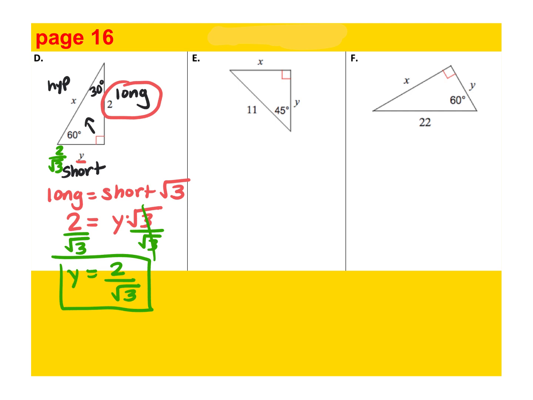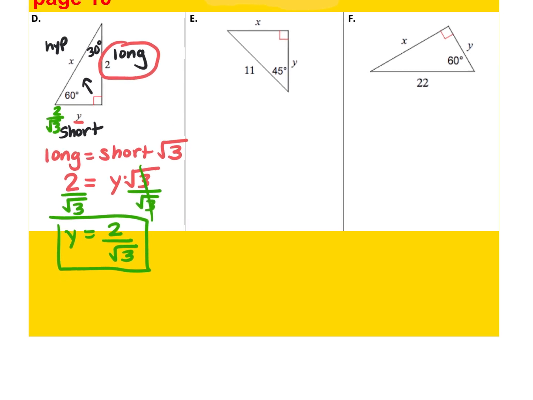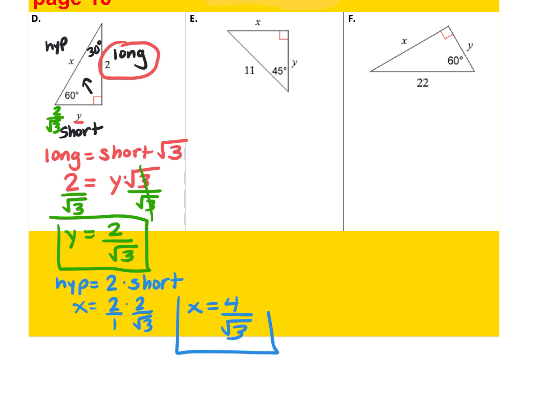Now, to finish it up, let's go ahead and calculate the hypotenuse. The hypotenuse in a 30, 60, 90 triangle is equal to the short leg times 2. So we know the short leg is 2 divided by root 3. And when we multiply those together, 2 times 2 in the numerator becomes 4, and the denominator is going to stay as root 3. So we'll have 4 over root 3 for our x value.